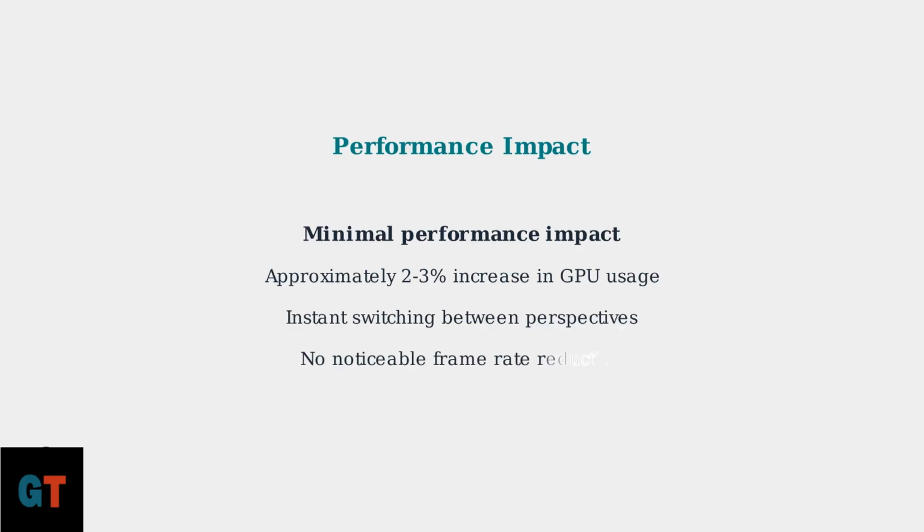The performance impact of third-person mode is minimal, with only a 2 to 3% increase in GPU usage. Switching between first and third-person perspectives is instant, with no noticeable reduction in frame rate.